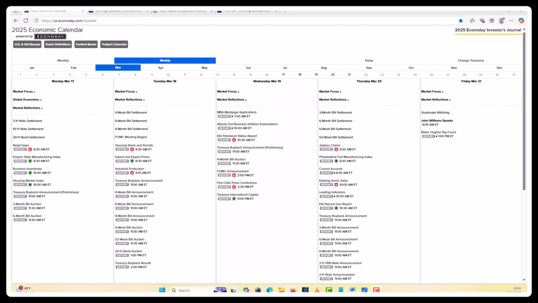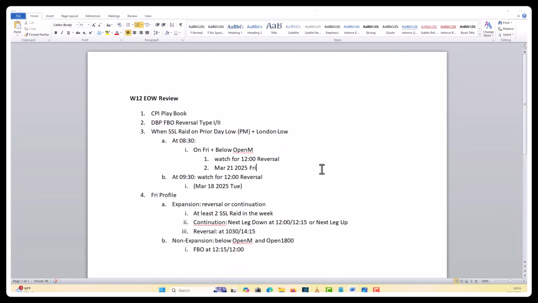And here's the agenda of our review for today. Let's see how much we can cover. The very first thing we're going to dive into is how we build our FOMC playbook. Then the second thing we're going to cover is our setups, which are breakout, reversal, type 1, and type 2.